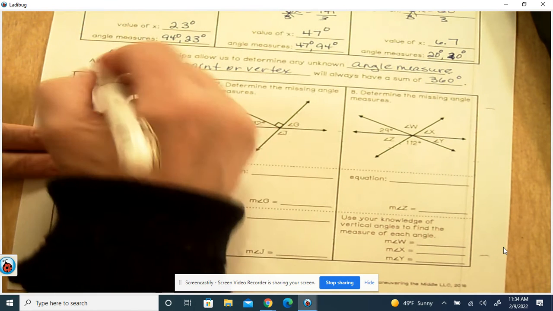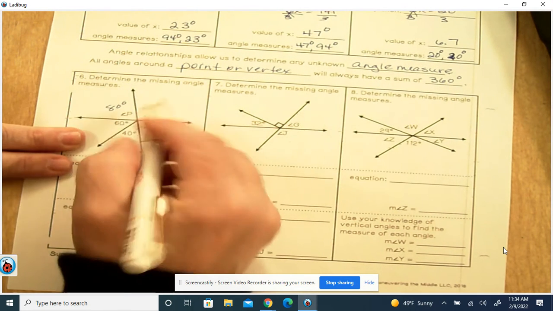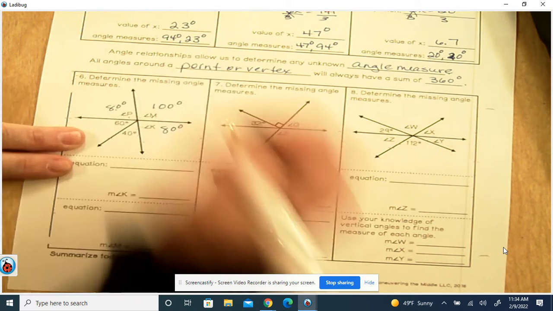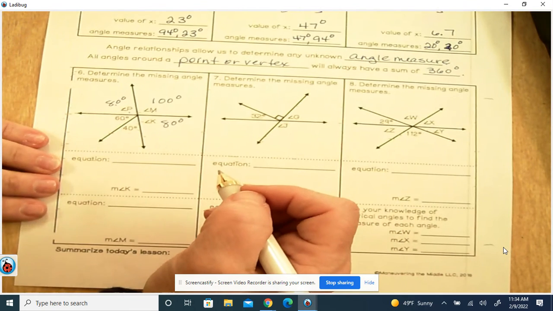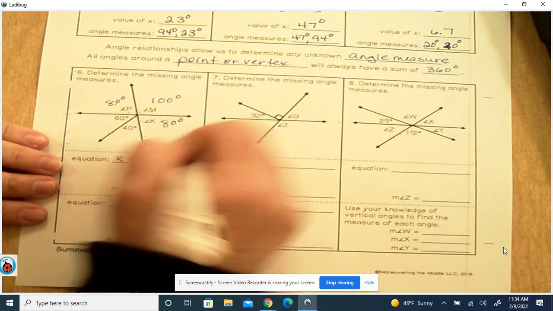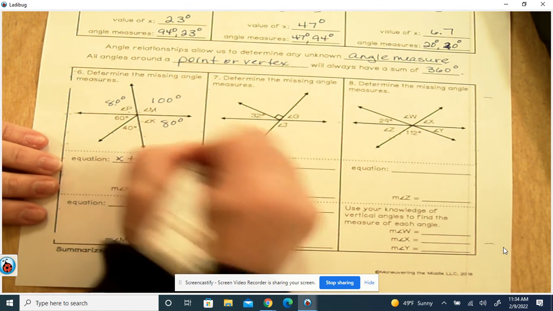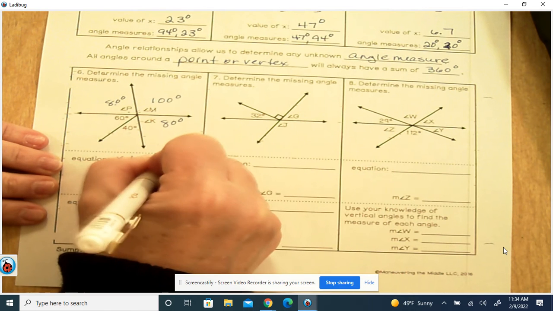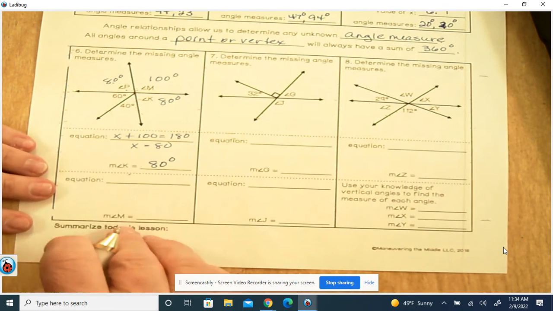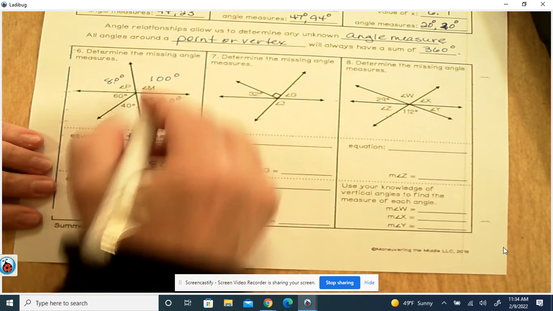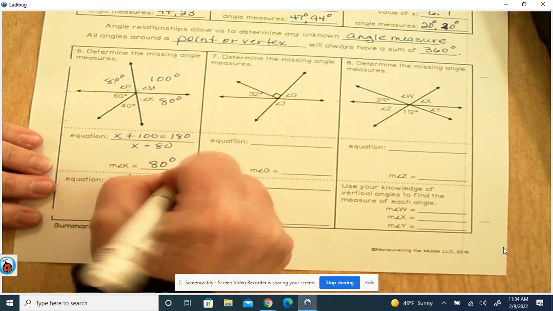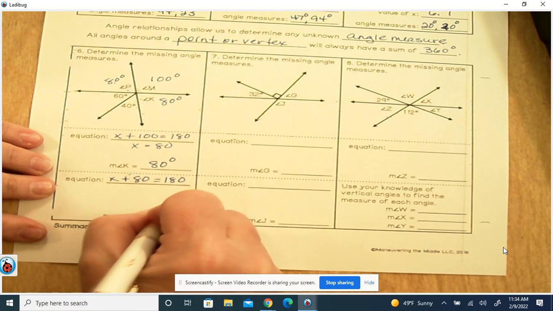These are vertical, so this one has to equal 80. And this one, if that's 80, then this one is 100. So the equation to find what that would be: x plus 100 equals 180, and then x equals 80. Looking for the measure of k. So k equals 80 degrees. And if we're looking for m, the equation is going to be x plus 80 equals 180, and that measures 100 degrees.